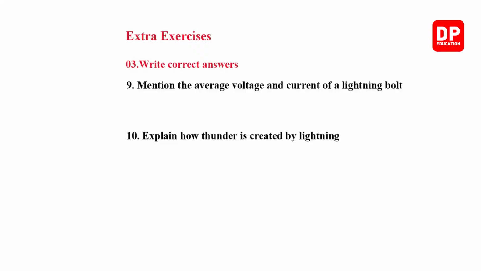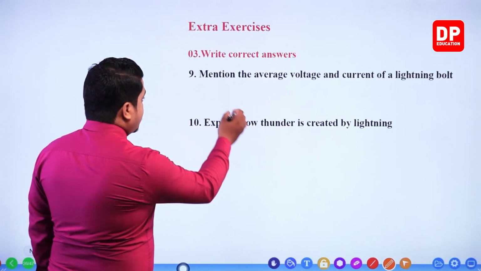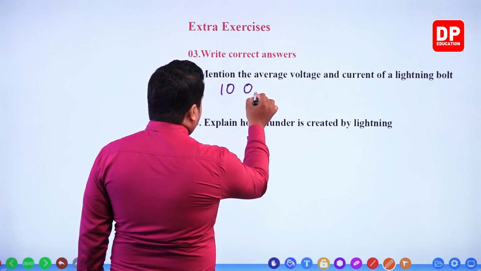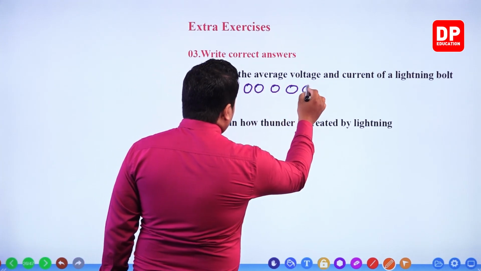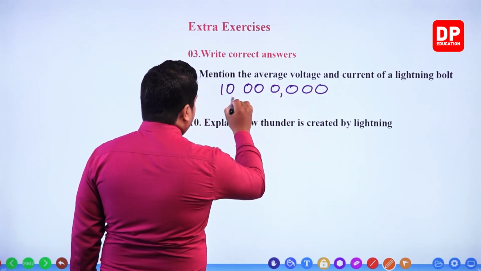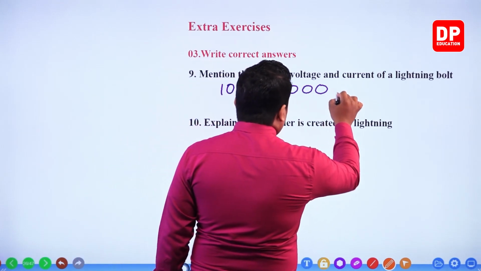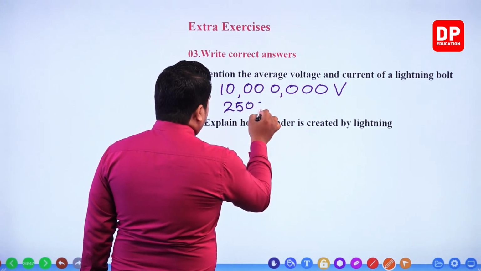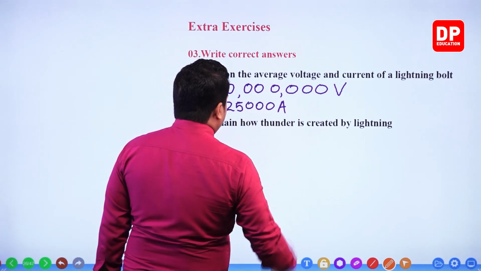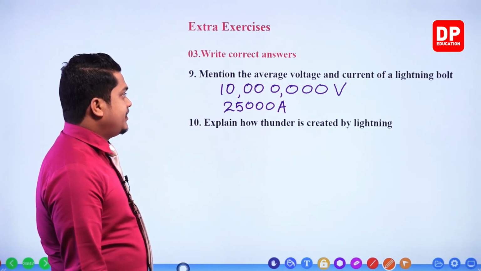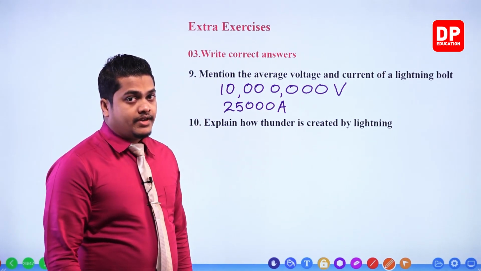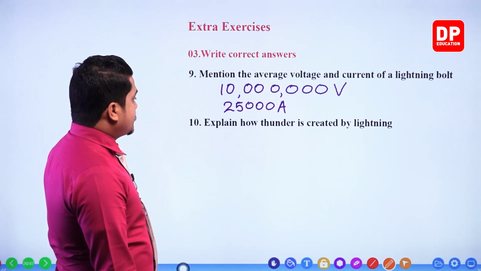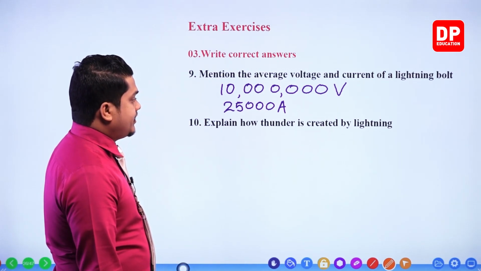Then the question number 9. Mention the average voltage and current of a lightning bolt. Very simple, my dear children. This is also we discussed several times, right? So average voltage is around 10 million volts, right? Current is around 25,000 amperes. 25,000 amperes, 10 million volts, right? Heavy amount of electricity.